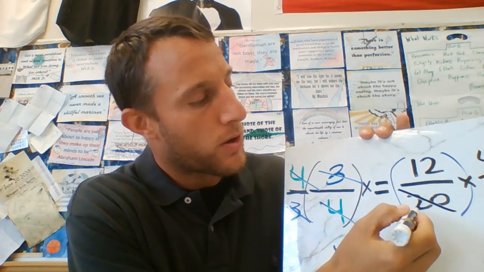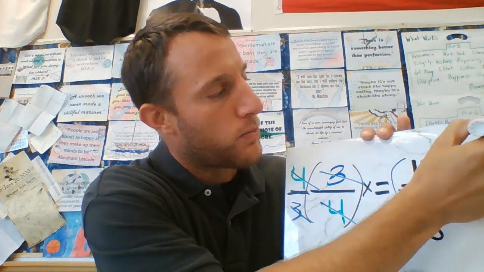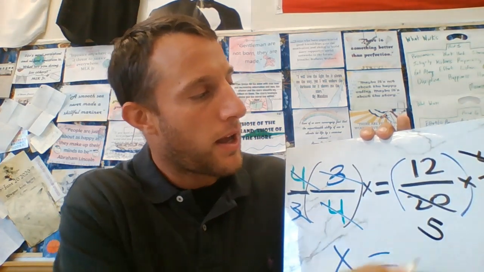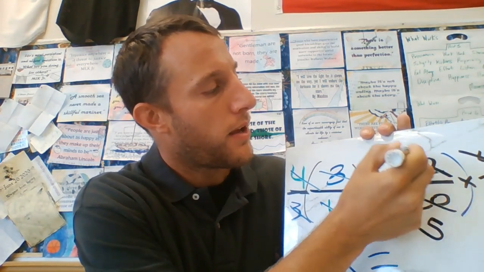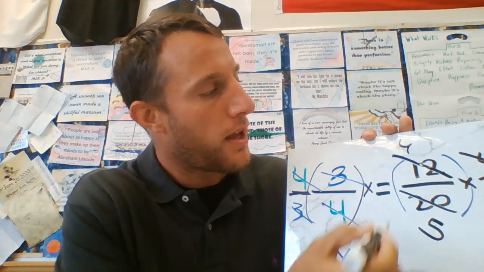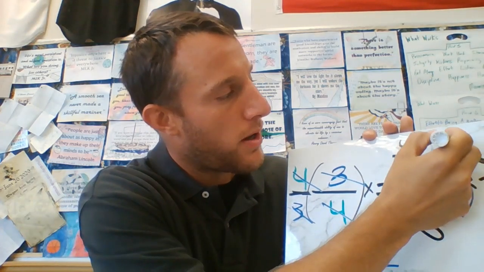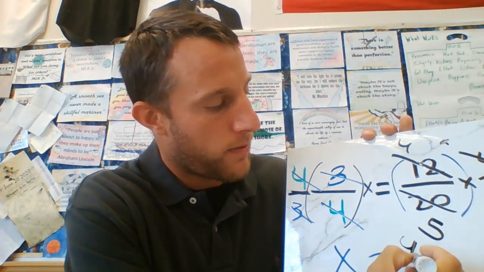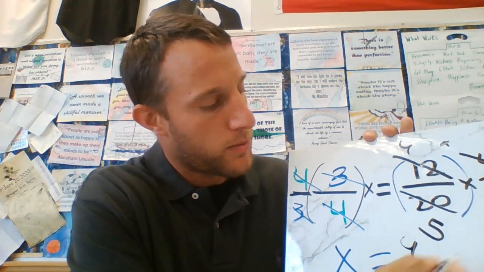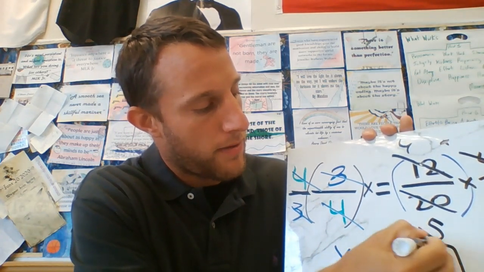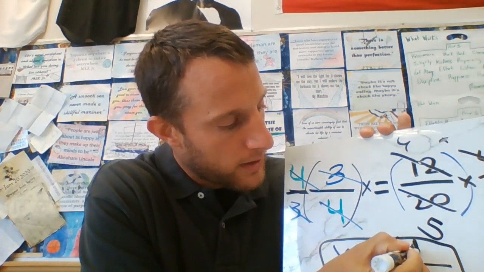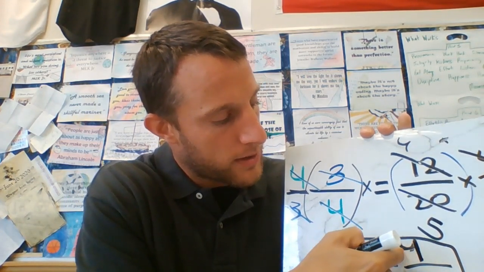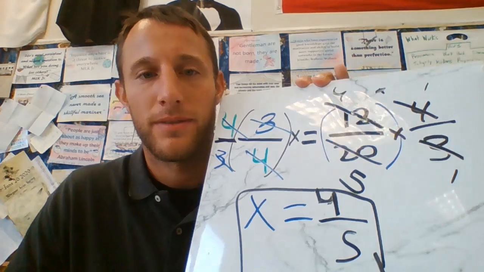How many 4s go into 20? Well, there are 5, and there's 1, 4, and 4. How many 3s go into 12? Well, there's 1, 3, and 3, and 4. So 4 times 1 up top, I get 4. 5 times 1 on the bottom, I get 5. So now I have solved for x. 4/5 equals x. Okay?